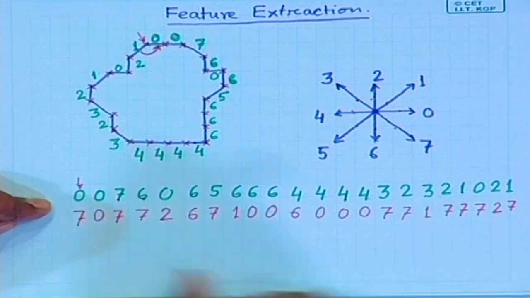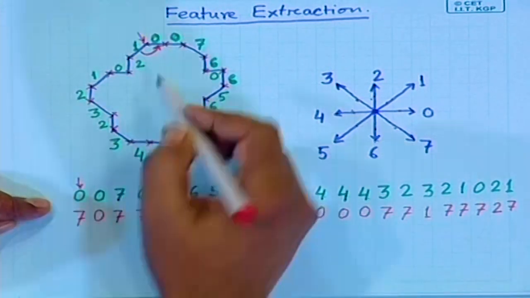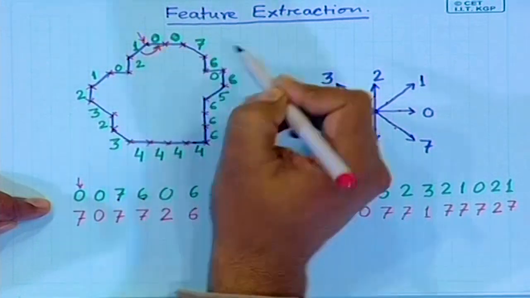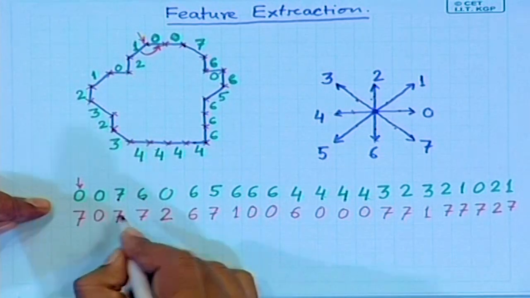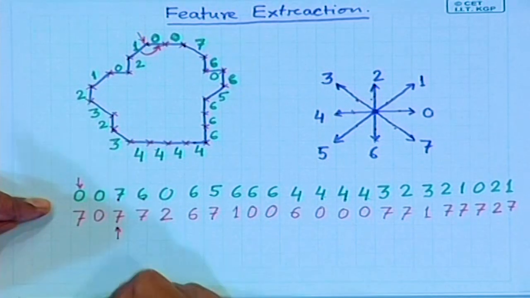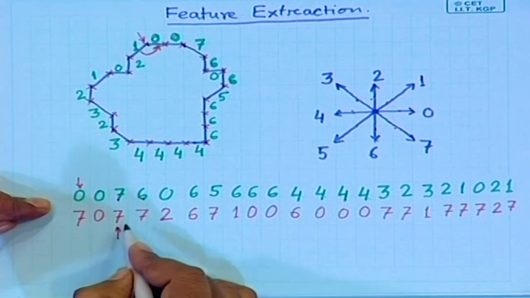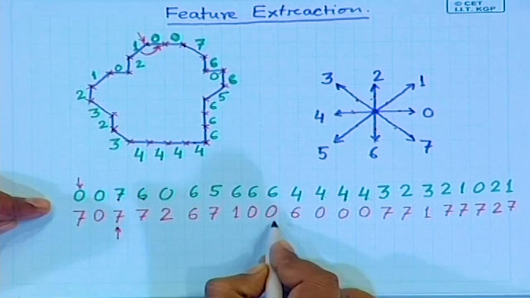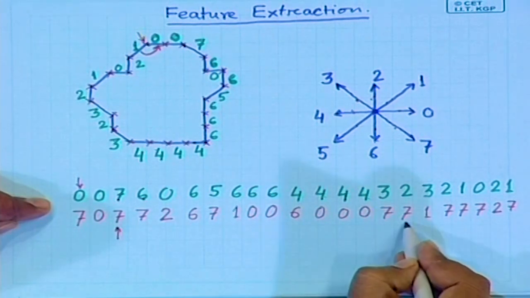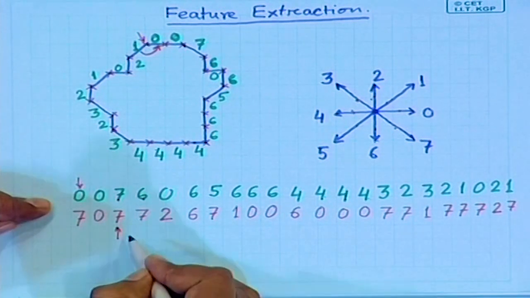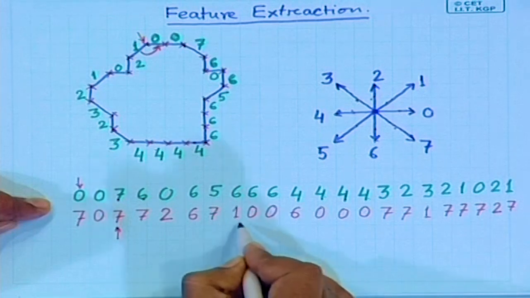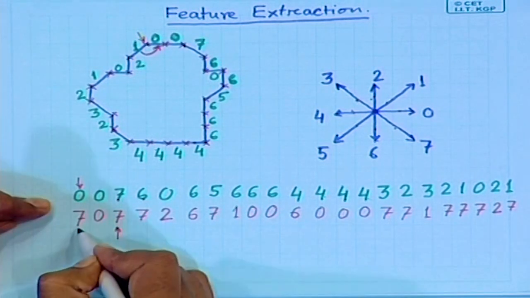Now, again this differential chain code as I have formed, this is still dependent on the starting position. So, instead of taking the starting position as this point, if I take the starting position as this point, then my chain code will start from this location. So, instead of 7 0 7 7 2 6 7 1 0 0 6 0 0 0 7 1 7 7 1 7 7 7 2 7, it will be 7 7 2 6 7 1 0 0, and this will continue and it will end with 7 0.